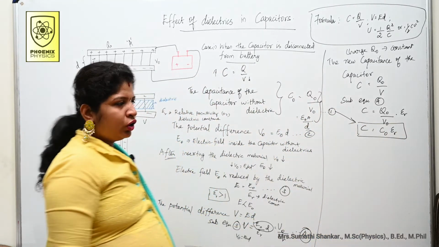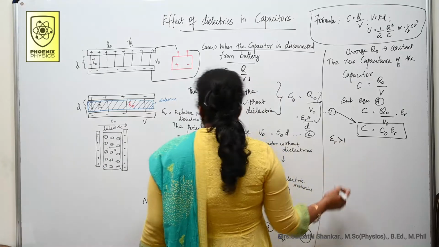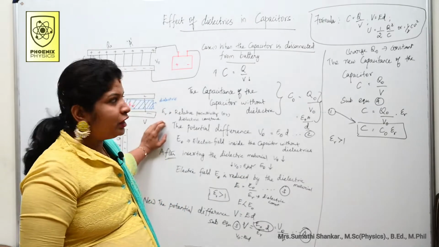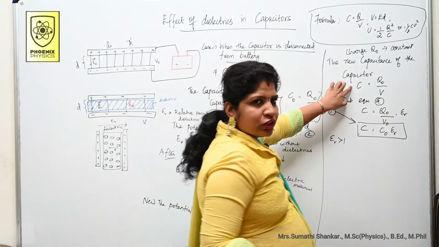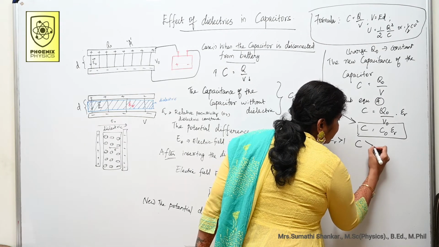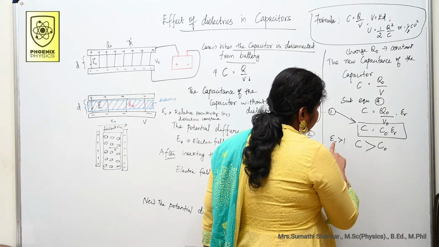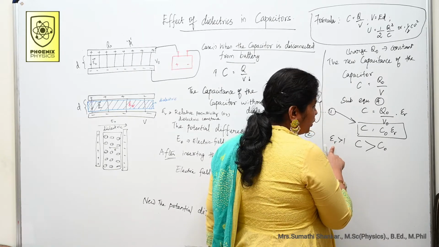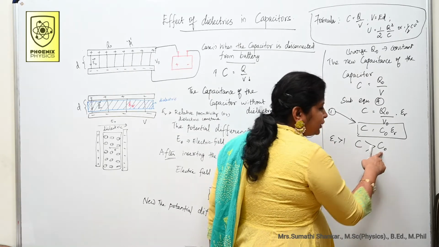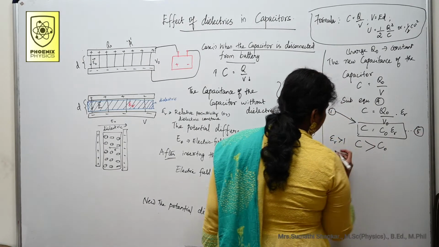Here also epsilon R is greater than 1. When you introduce the dielectric material, the capacitance increases. So the new capacitance is greater than the old capacitance C naught. So when epsilon R is greater than 1, C is greater than C naught. This is my equation 5.